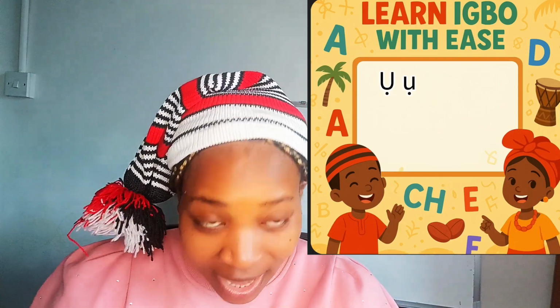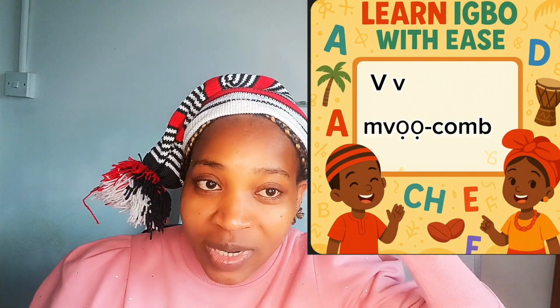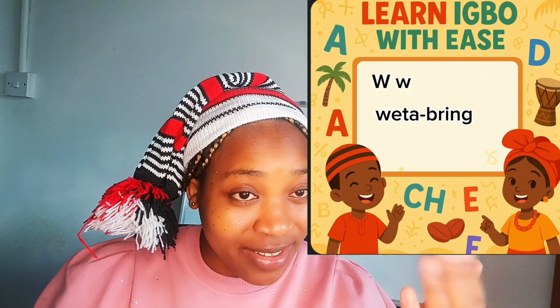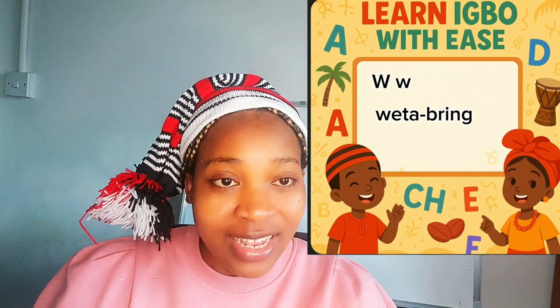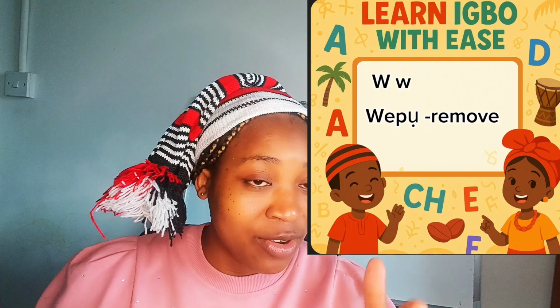Okay. Then we have vo. You can say mvo. That is comb, to comb the hair. Then you can say vosa, scatter. Vosa means scatter. Then the next letter is wo. You can say weta, which means bring. Okay. You can say wepu. Remove. Wepu is remove.